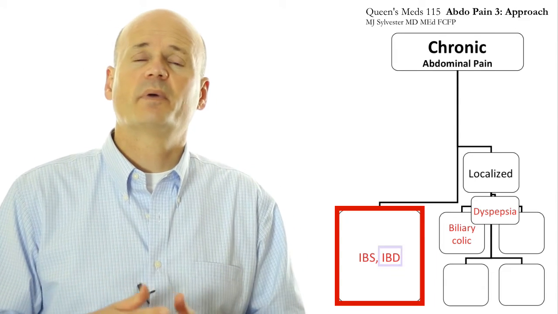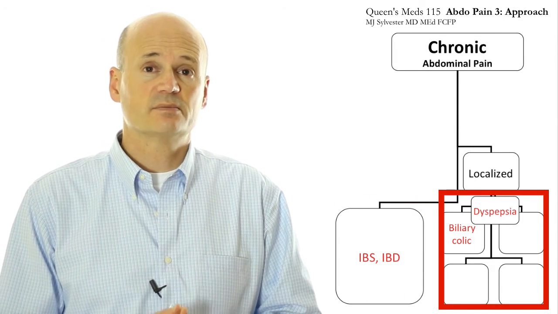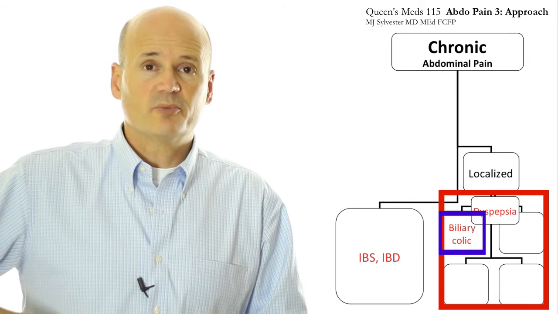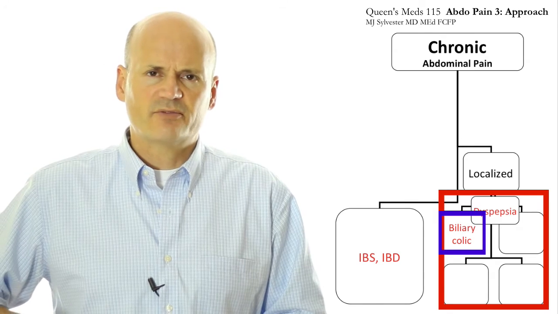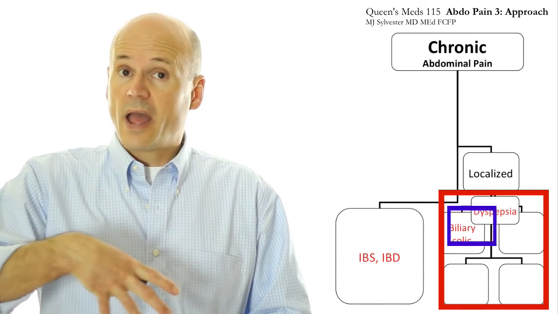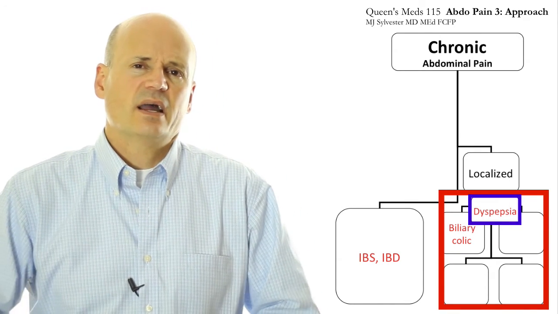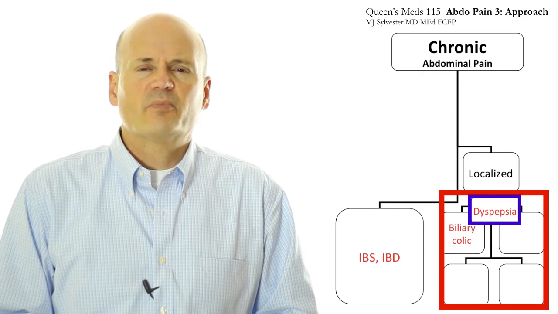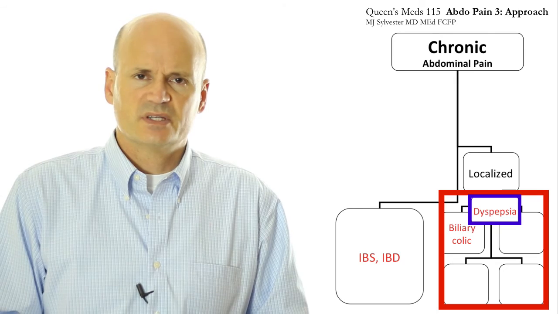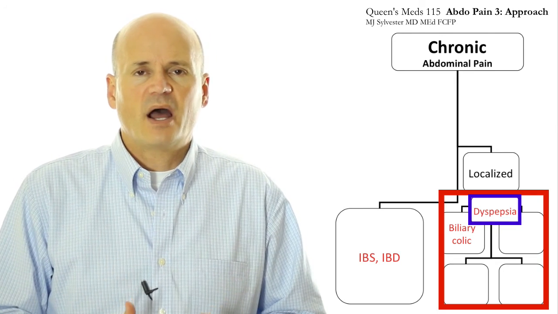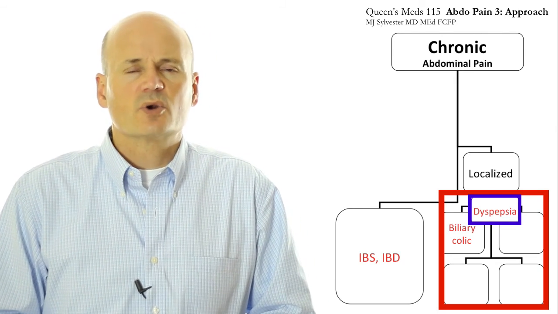Now, chronic abdominal pain that's localized is either caused by one, right upper quadrant pain, biliary colic. That's the colicky pain that's sometimes worse after fatty meals. Or epigastric pain caused by dyspepsia. That's the kind of pain related to gastroesophageal reflux disease or peptic ulcer disease, often symptomatic by a burning pain that's worse with meals.